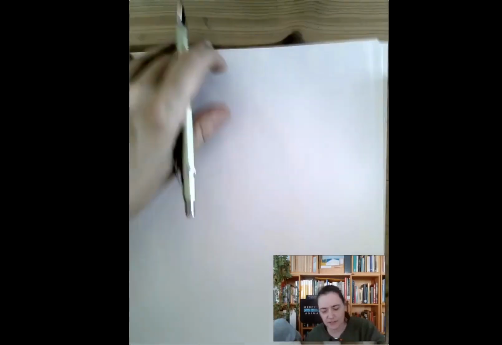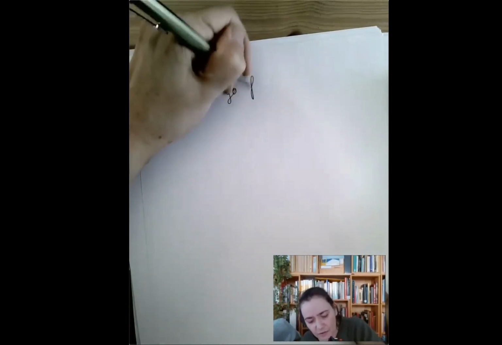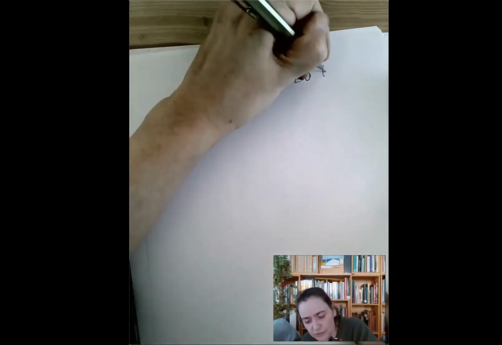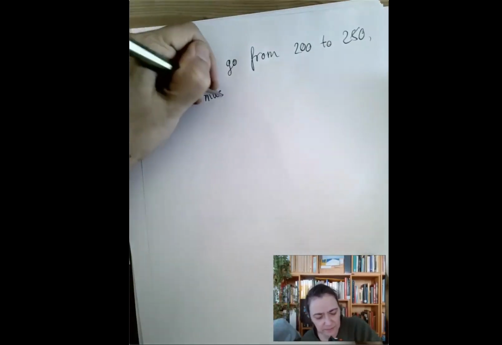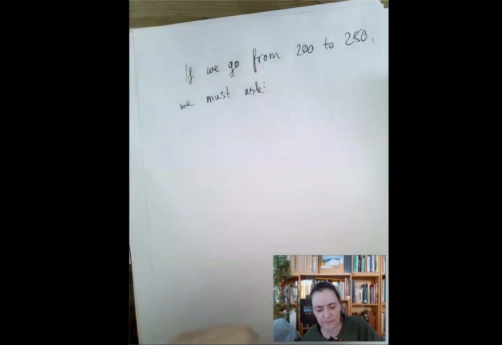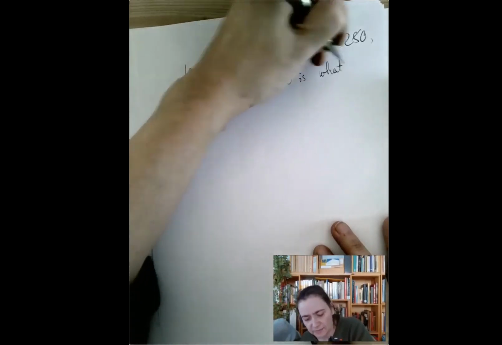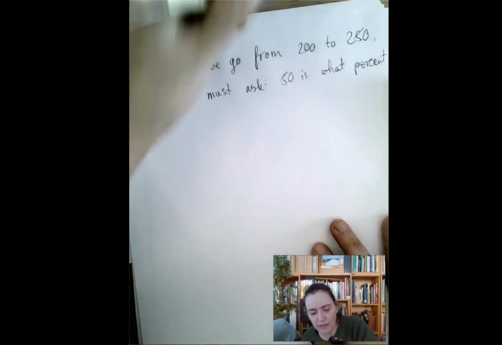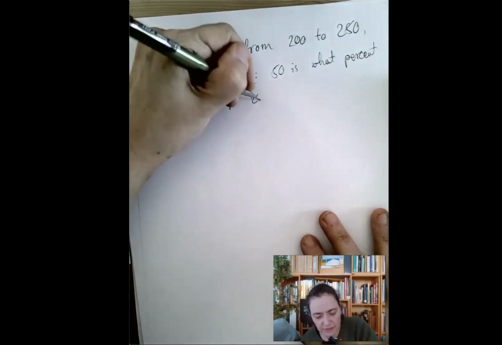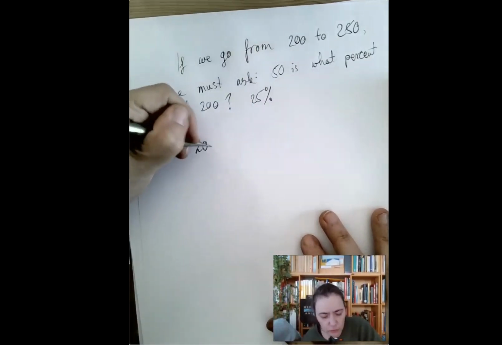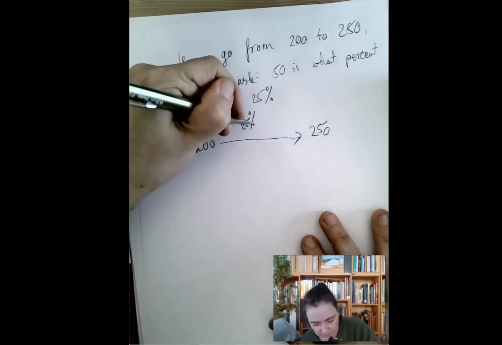if we, and this is the interesting thing, if we go from 200 to 250, then we must ask, $50 is what percent of the earlier one, of 200? And the answer is 25%. So going from 200 to 250 is a 25% increase.